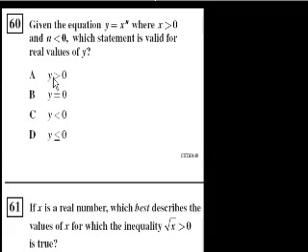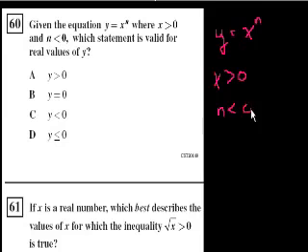We're on problem 60. Given the equation y is equal to x to the n, where x is greater than 0 and n is less than 0, which statement is valid? So let's see, x is greater than 0 and n is less than 0. So the exponent is negative, but the base is positive.